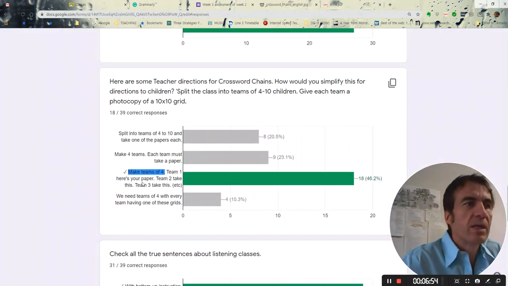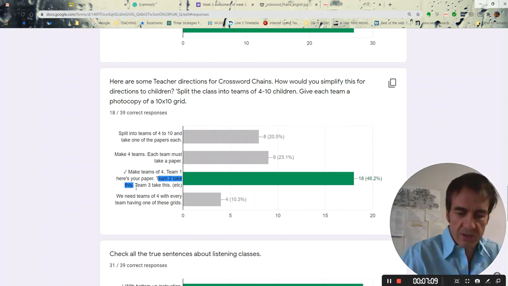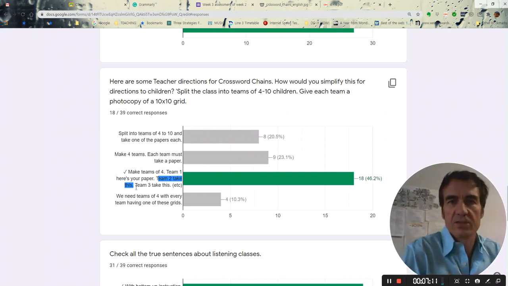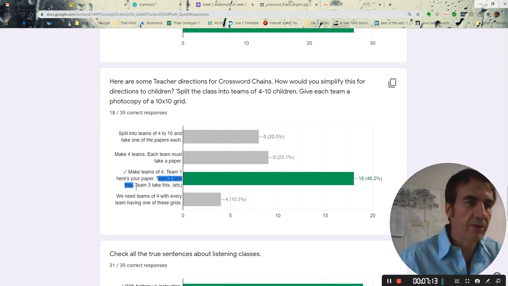So make teams of 4. Team 1, here's your paper. Team 2, take this. Team 3, take this. Now again, students actually don't need to understand this to complete the action. They just receive the paper. You're just thrusting a paper into the student's hand and there you have it.